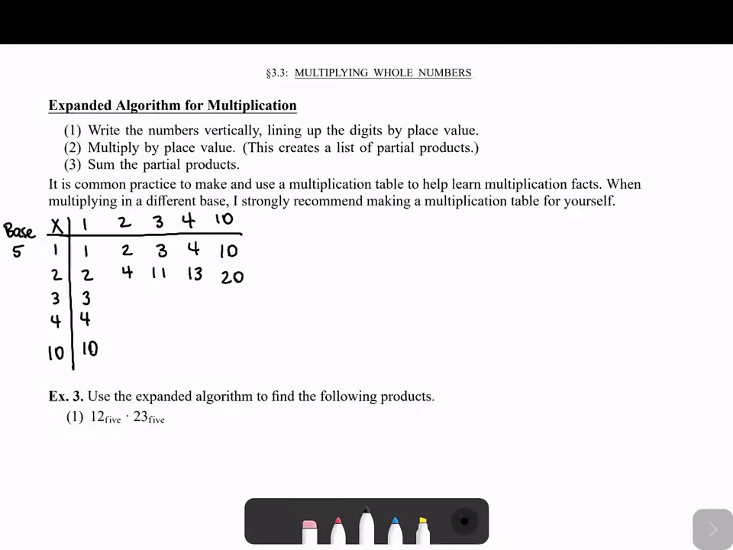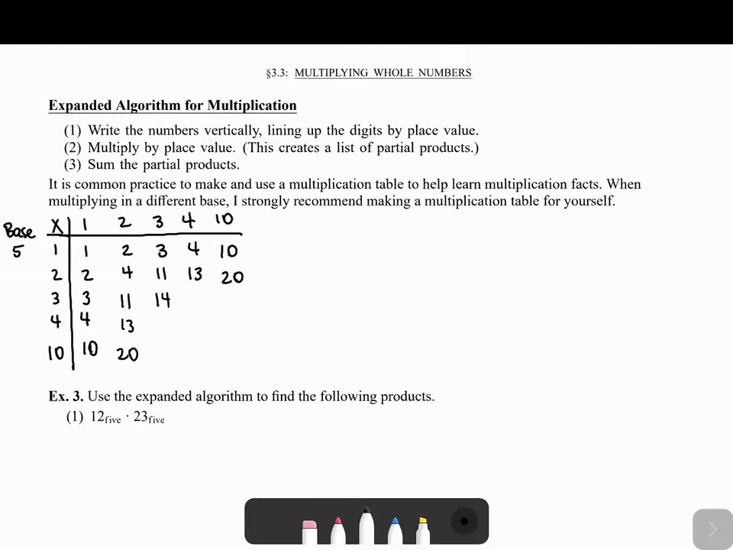Now, because of the commutative property of multiplication, once we know a row, we can fill in the corresponding column. So we have 2, 4, 11, 13, and 20. Now we can do 3 across. We know 3 times 1, we know 3 times 2. Now 3 times 3 is 9, which has 1 five and 4 left over.